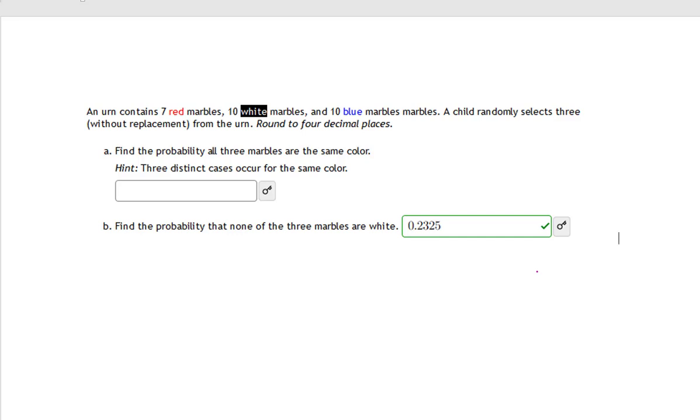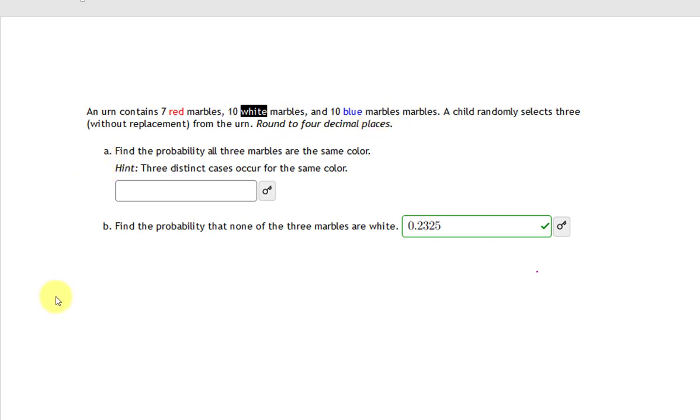In this video, we are going to solve a few questions on finding the probability using the addition rule or the multiplication rule. This question here is: given an urn contains 7 red marbles, 10 white marbles, and 10 blue marbles, a child randomly selects 3 without replacement, so we do not put it back. After we take it out, we do not put it back into the system. Round to 4 decimal places.